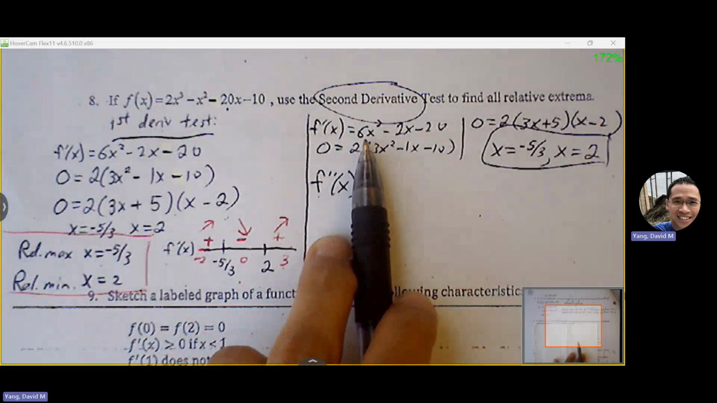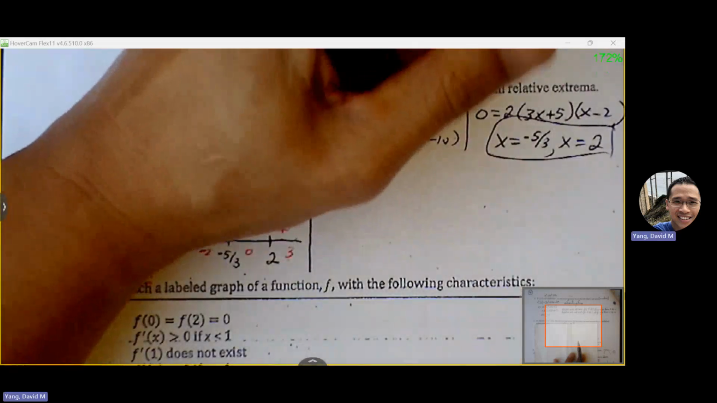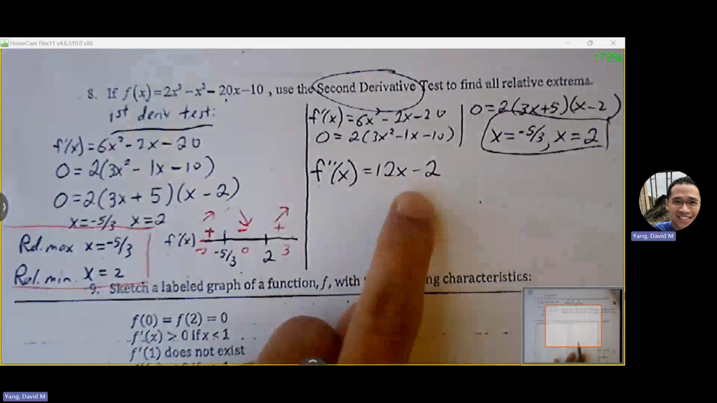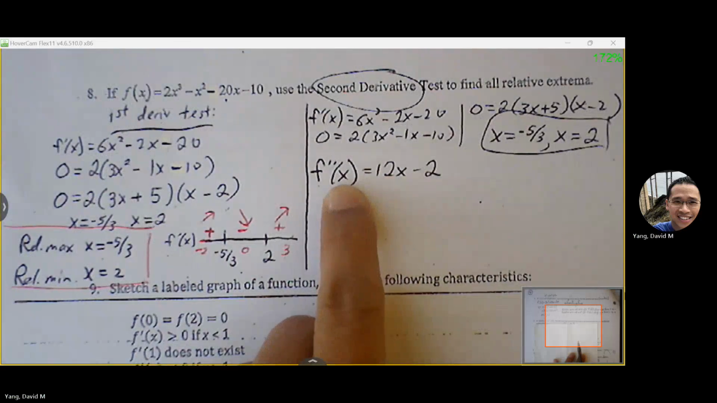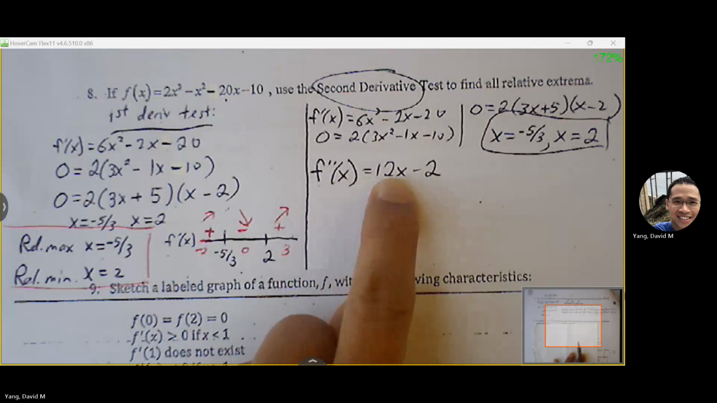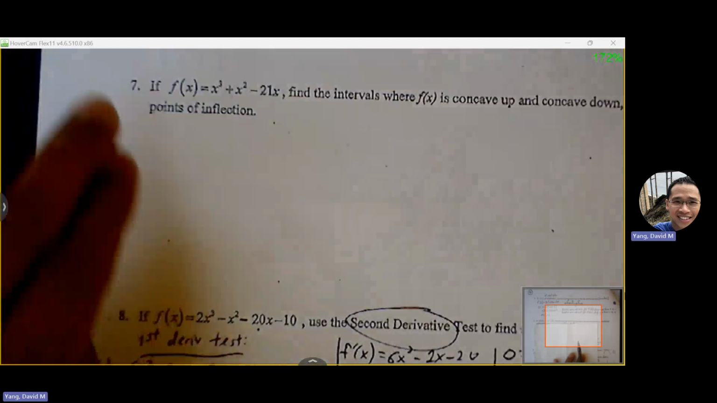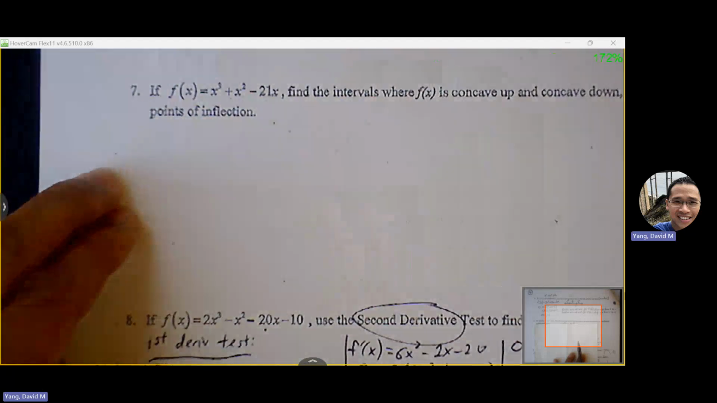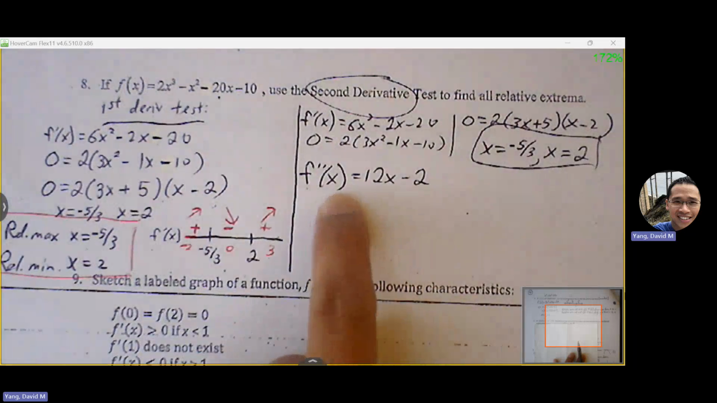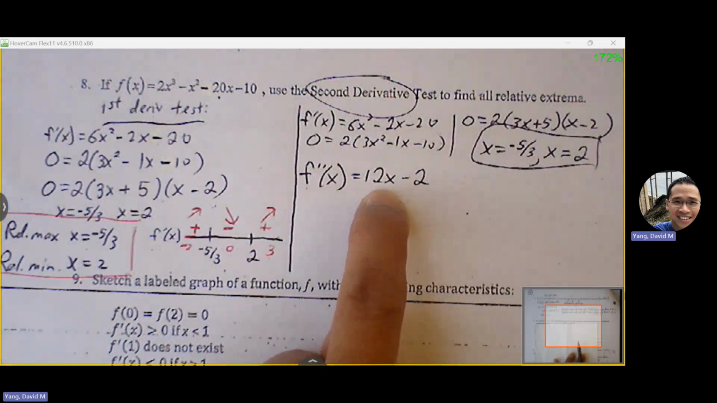What's the second derivative function going to be? Power rule gives us what? 12x minus 2. Do we set this equal to 0? If we set this equal to 0, then we're looking for something else, right? Then we're doing what we did for number 7, which is looking for points of inflection, the second derivative sign line. So we don't want to do that. We are using the second derivative function, but we're not setting it equal to 0. That's the test for concavity.